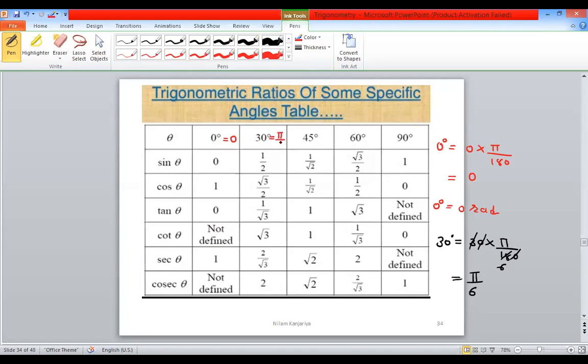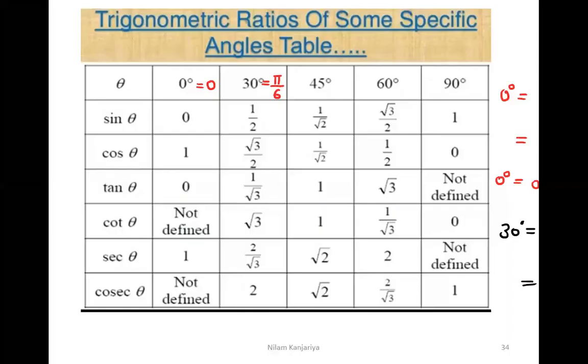Tell me the remaining. What for the remaining ones? Let's see, what will be the answer for the remaining? The 45, 60 and 90, whose radian form is what? Did you get it?